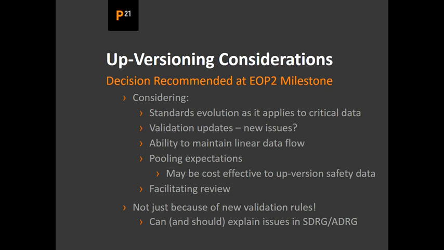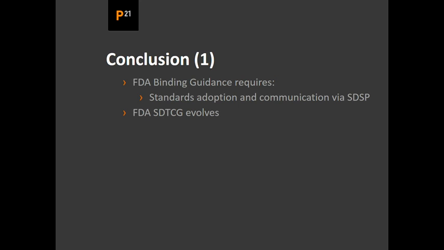Now, we would, of course, say that you would not up-rev a standard just because of additional validation rules. The standard you've used would perhaps be up-revved for other business reasons, but you, of course, can and should explain any issues in the appropriate reviewer's guide. So, conclusion: the FDA binding guidance requires both standards adoption and standards communication via the study data standardization plan.